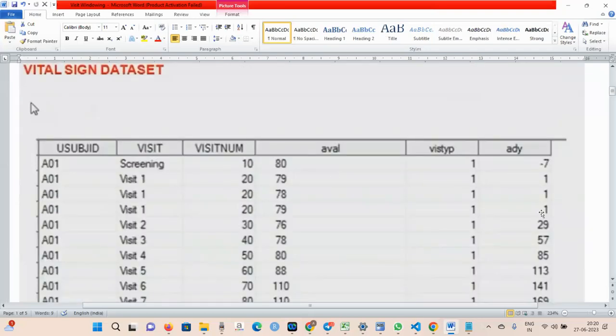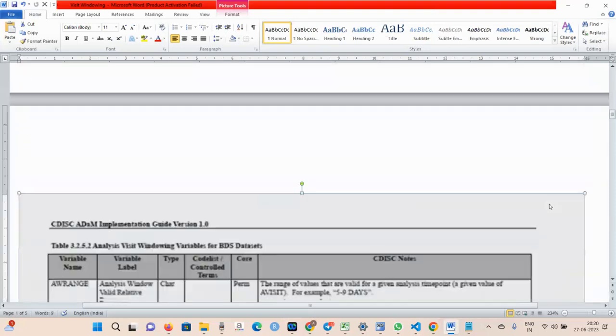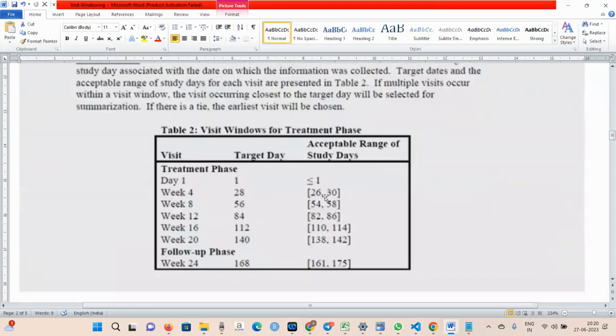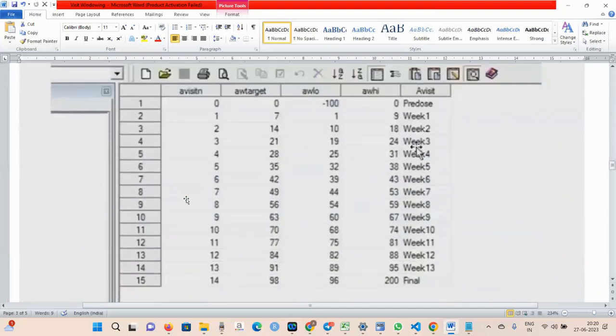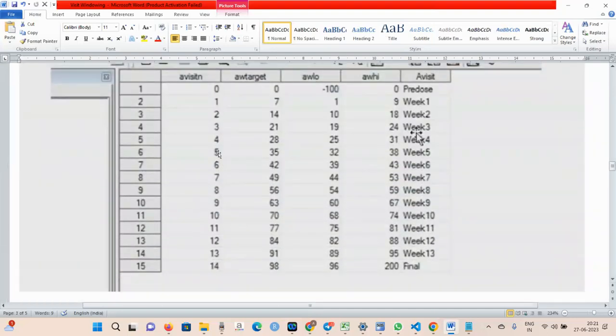These come from the vital signs. If a day falls in this range, that range would be considered as week 4 for your AVISIT. Like this, they will do the visit window calculations. For example, here AVISITN is 1, 2, 3, 4, which is numeric format, and AVISIT in character format is week 1, week 2, week 3, week 4. The target day is given based on the SAP, the analysis window target. Then there are the upper and lower limits. They give plus or minus 2 for the first week and plus or minus 4 for the next week.